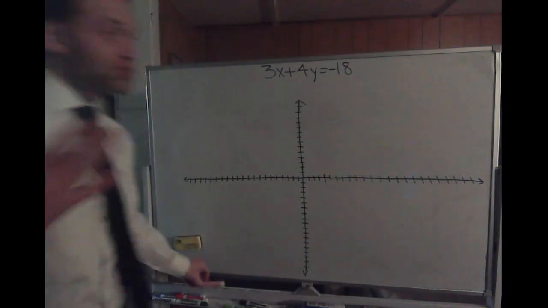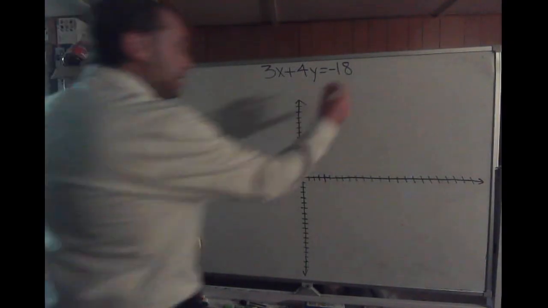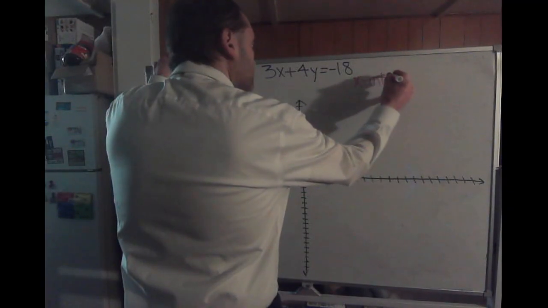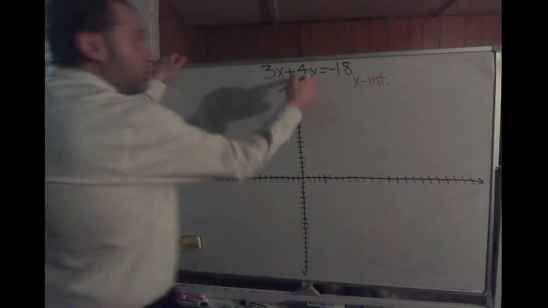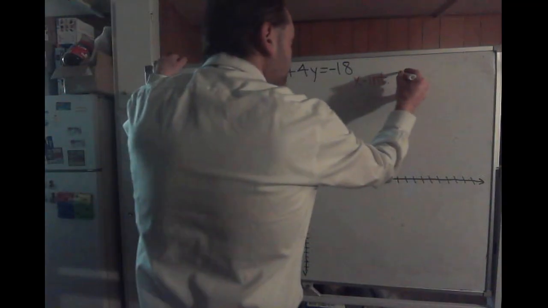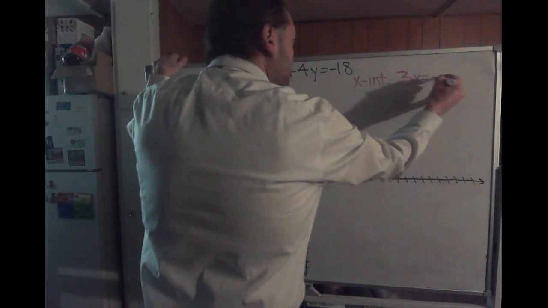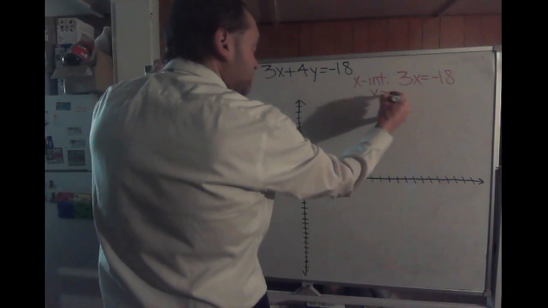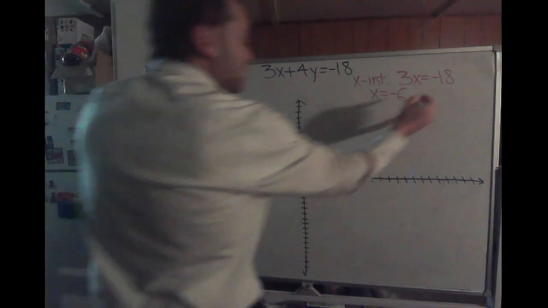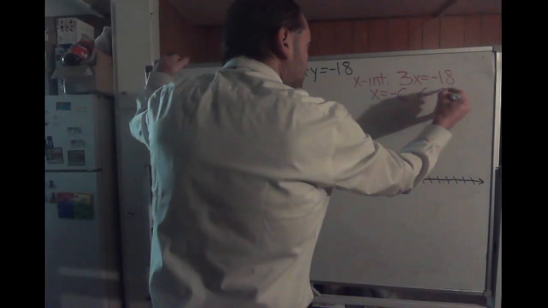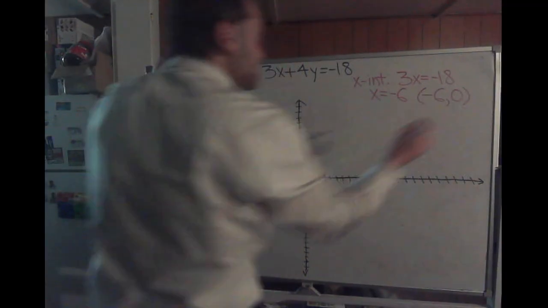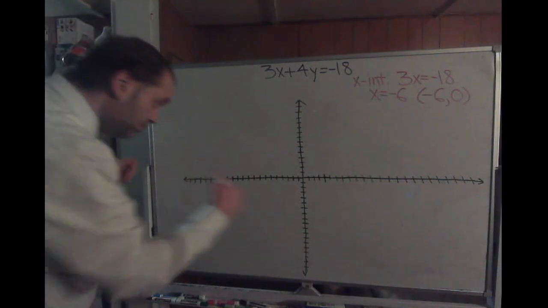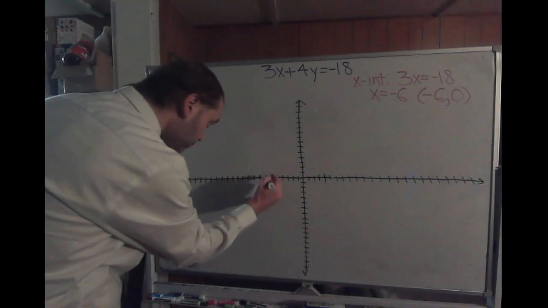Well, start out by finding your x-intercept, okay? The x-intercept is going to be when y equals 0, which would just give you 3x equals negative 18. Well, 3x equals negative 18 means x equals negative 6, so your x-intercept would be found at (-6, 0). So now that we know the coordinate of the x-intercept to be (-6, 0), let's go ahead and plot that, which is right here.